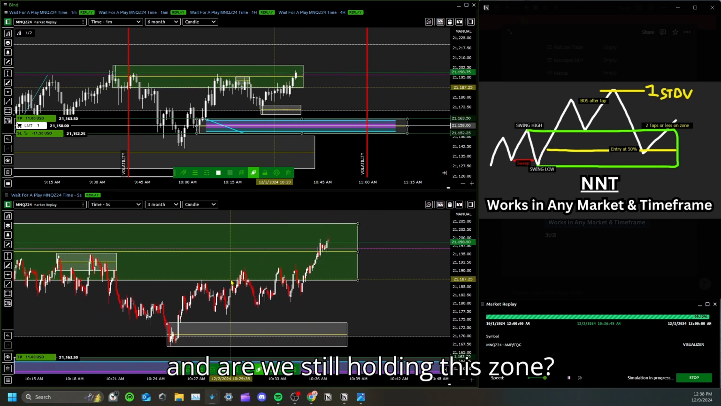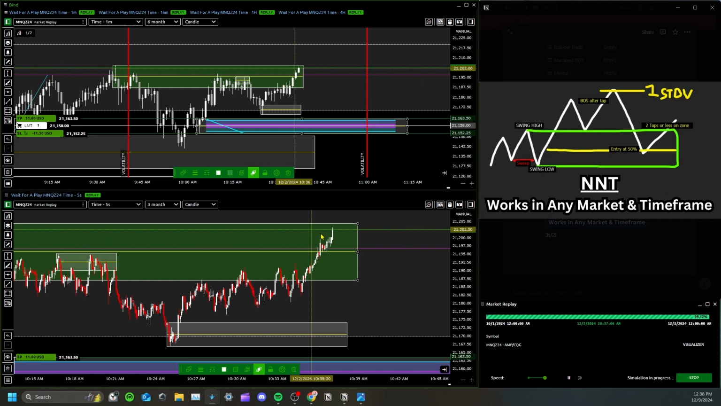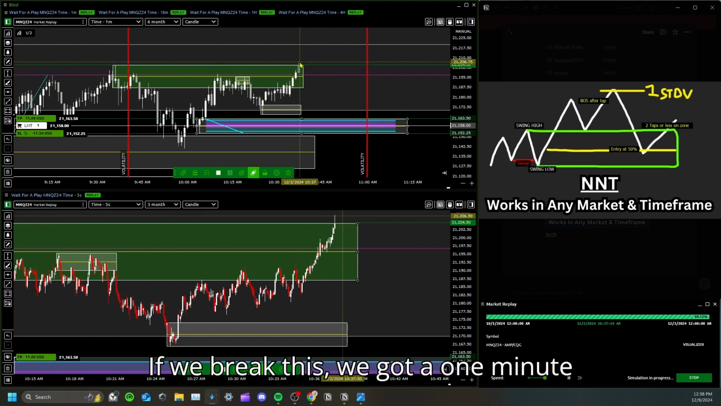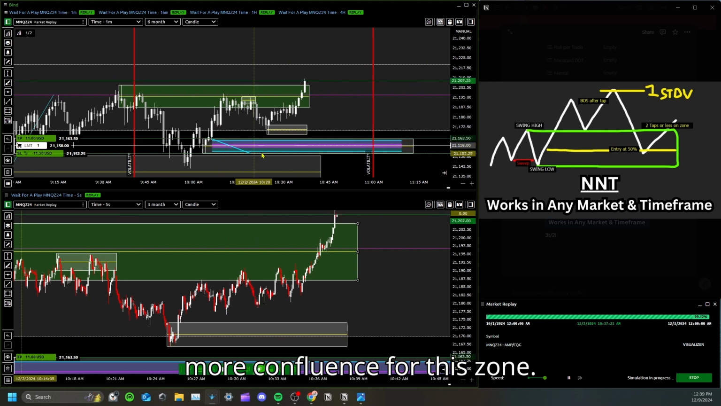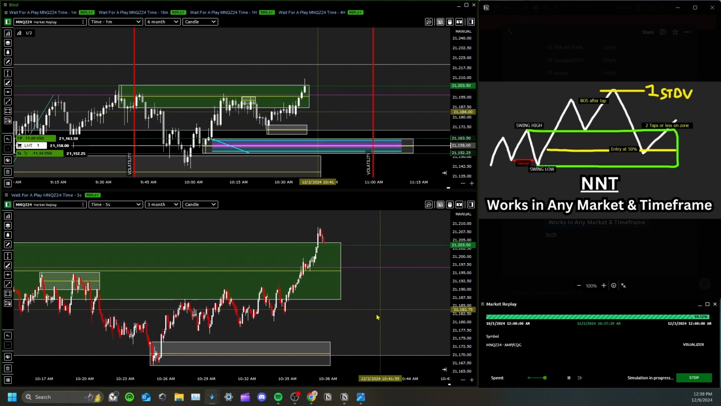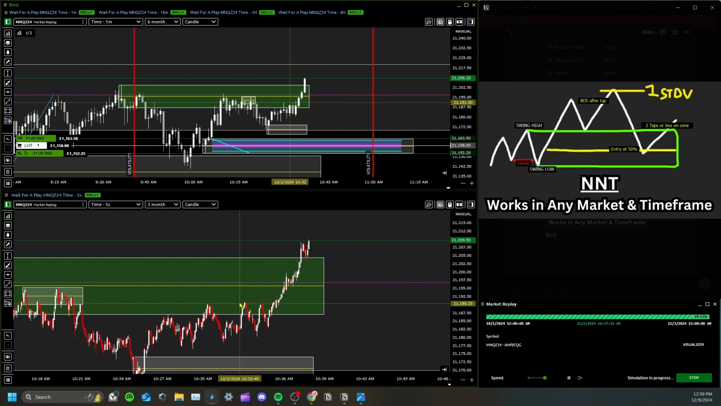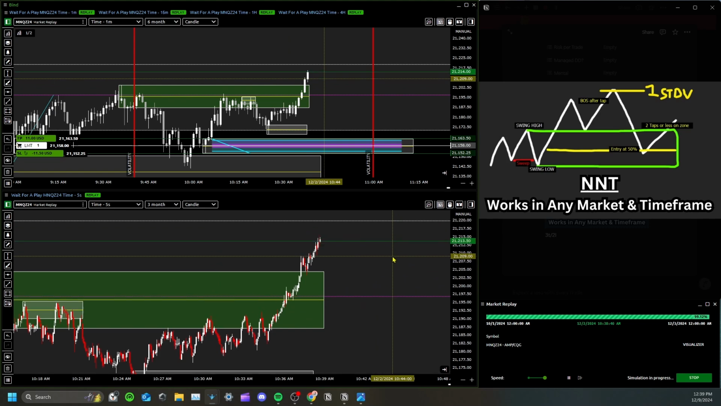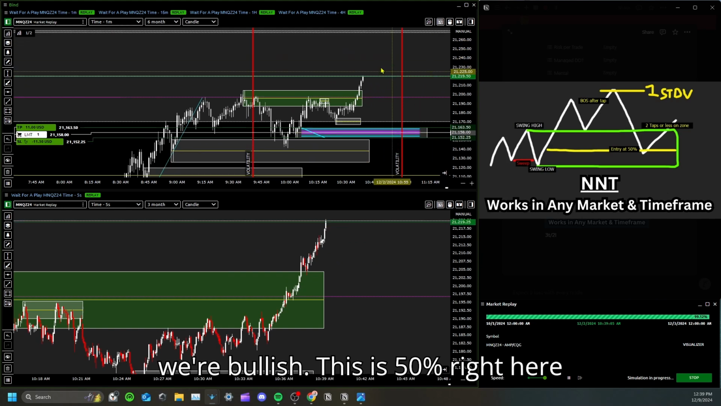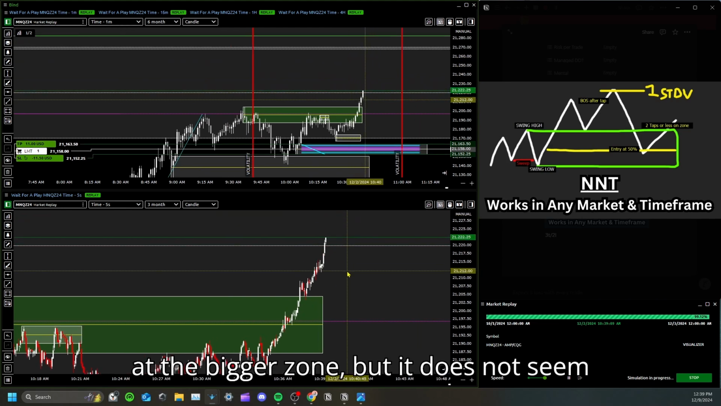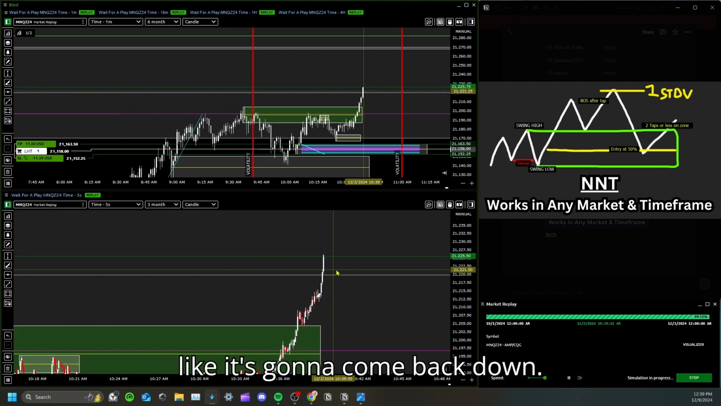And are we still holding this zone? If we break this and get a 1 minute close above it, then we can confirm that we're becoming bullish, which gives me more confluence for this zone. Do I see any setups? I do not. Yeah, so this is just more indication that we're bullish. This is 50% right here at the bigger zone, but it does not seem like it's gonna come back down.